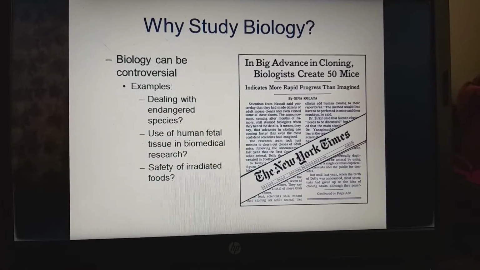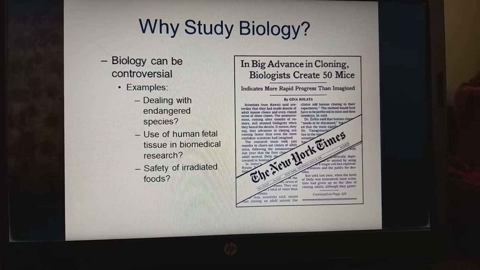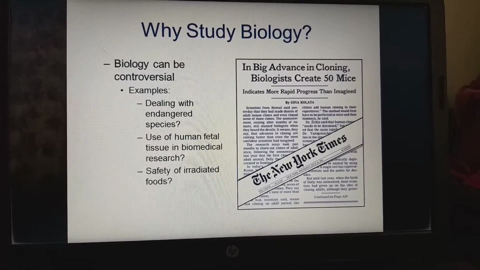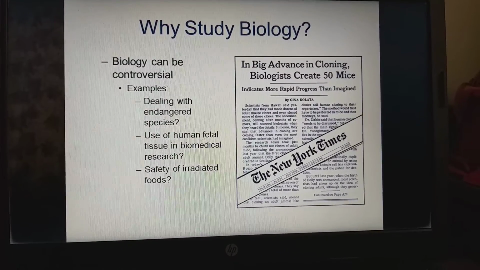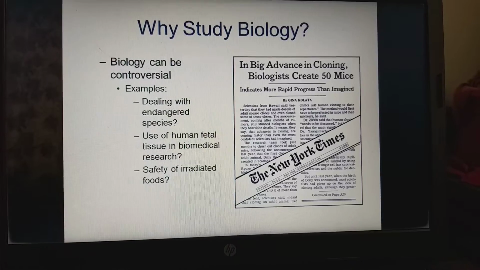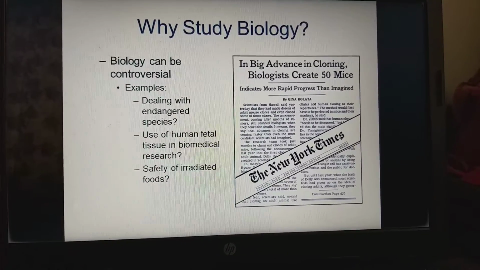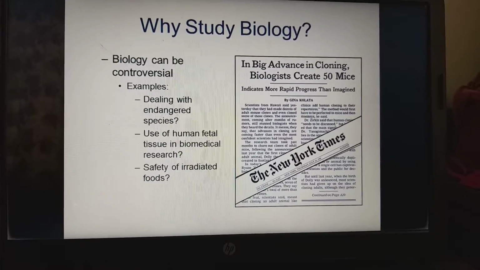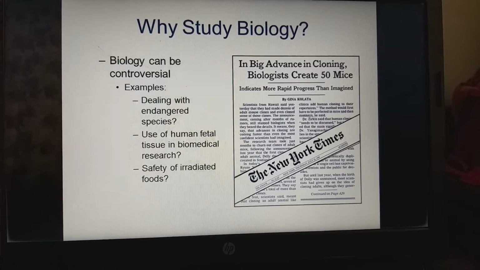Next, biology can be controversial in certain cases, for example, dealing with endangered species. We have to be very careful when we are studying endangered species, the species which are going to become extinct, and the use of fetal tissue in biomedical research, and the safety of irradiated food. In certain cases, it is not only beneficial; there are pros and cons in biology also.